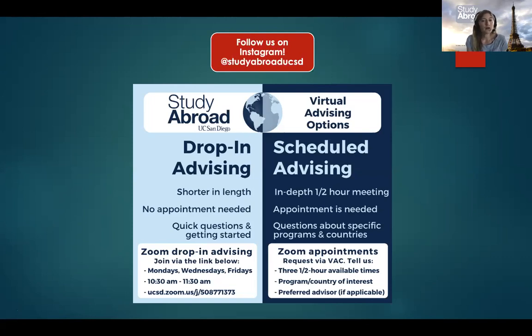And then if you wanted to do a more in-depth half-hour meeting, that would fall under the scheduled advising side. So that is going to be arranged through the Virtual Advising Center. So if you write a message in VAC and let us know 3 half-hour available times that you have, and then your program or country of interest, preferred advisor if applicable, that would just be if you've worked with one of the advisors before. You could say, I've worked with Rachel in the past and I want to meet with her again.